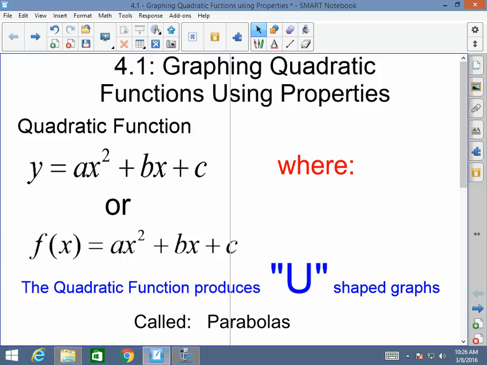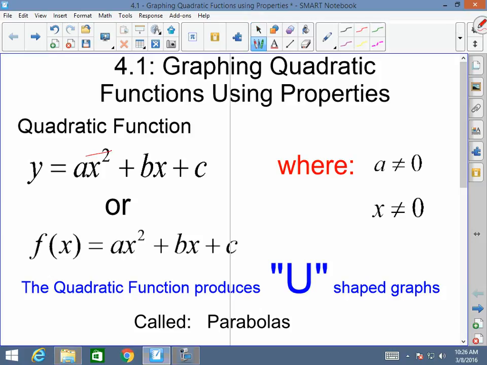Just focus. A quadratic function is ax squared plus bx plus c, or f of x equals ax squared plus bx plus c, where a cannot equal 0. Can anyone tell me logically why a could not be 0 here? If a is 0, what occurs? Yes, sir, my brother. It'd be a straight line, correct.